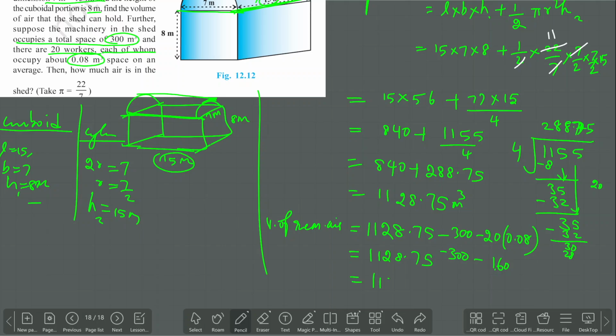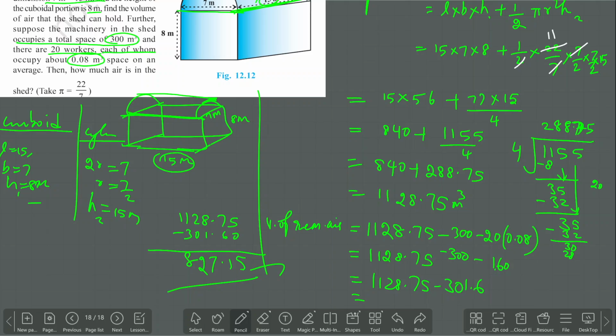What you will be getting? 1128.75 minus 301.6. Subtract this. That is your final answer. Can you subtract this, children? That is the required answer. Check the book back now. You will be getting it. Is it right?